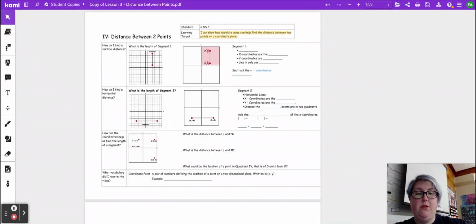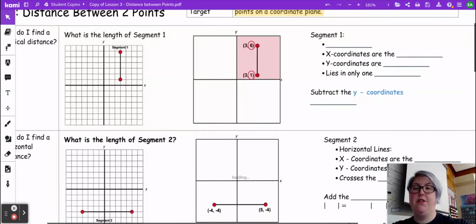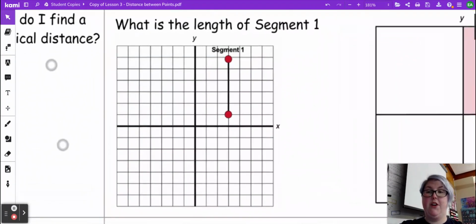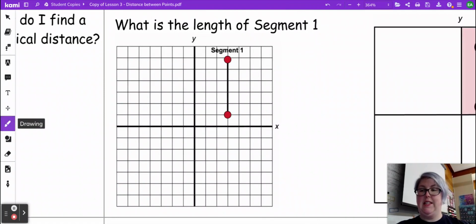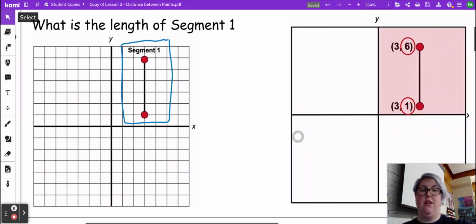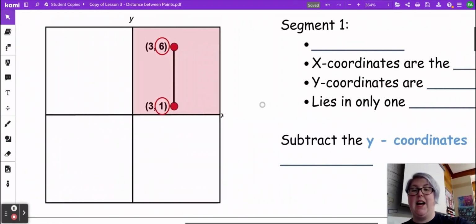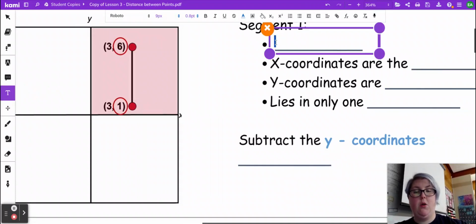Today we are going to look at finding the distance between any 2 points using absolute value. First we are going to find the vertical before we do horizontal. We are going to be looking at this segment, segment 1, and on the right the lines have gone, but we have our coordinates.